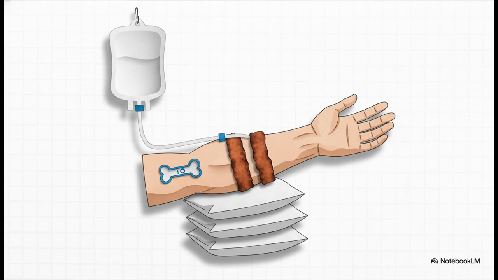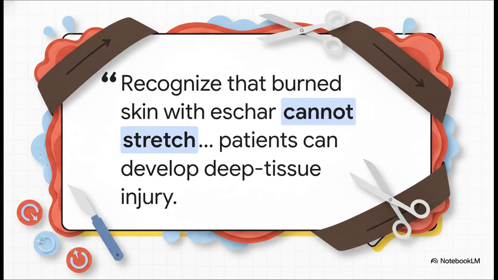We also have to plan ahead for massive swelling, edema. That means using longer IV catheters, they don't pop out, and elevating any limbs with circumferential burns, those are the ones that go all the way around, to help manage that inevitable swelling. This quote from the manual explains it perfectly.